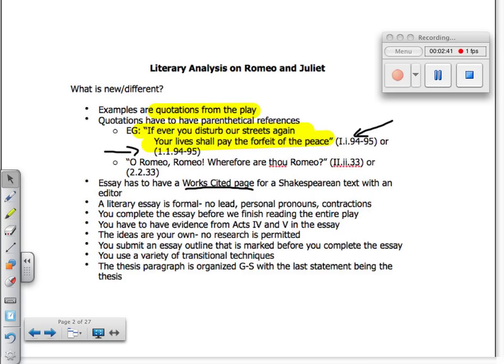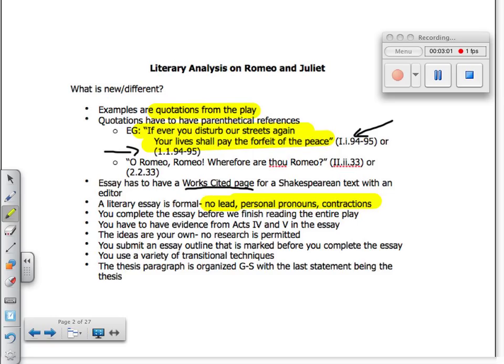You're citing the play. A literary essay is formal, so there's a difference. Please pay attention to this. There is no lead, no personal pronouns, and no contractions. By personal pronouns, I mean I, you, we. We're not talking I, you, and we here. You're talking third person. This is an analysis. It's very formal. You cannot have a lead.